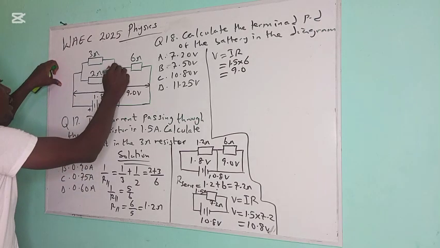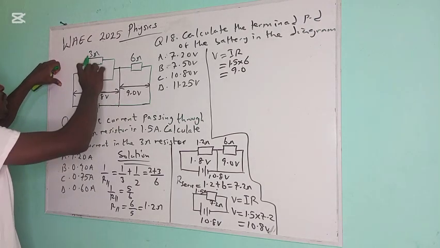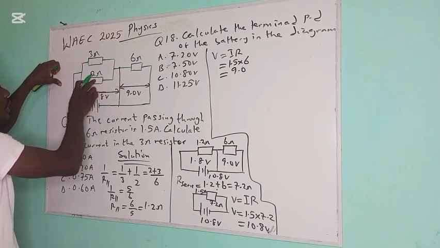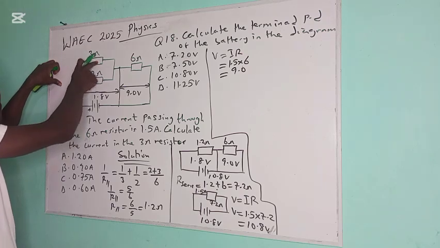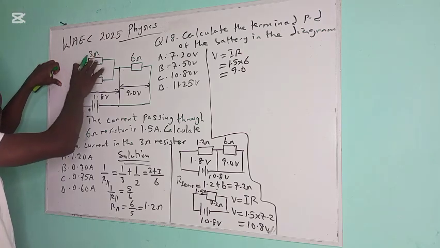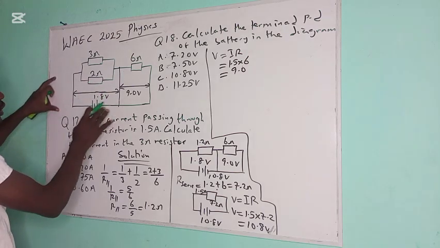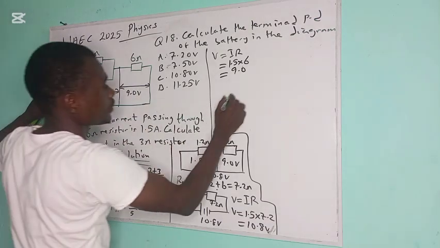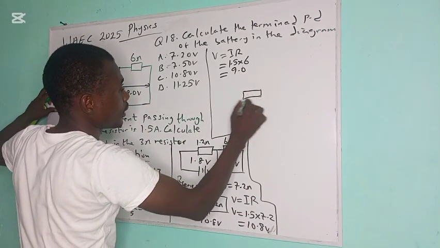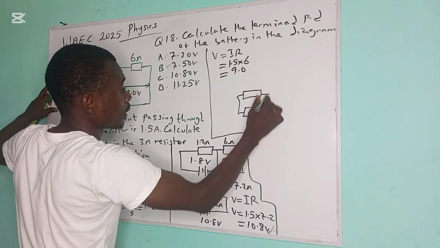In a parallel connection, for every parallel connection, the same voltage that is applied here will be the same voltage that will be applied to the other load or resistor. Do you get me? That is in parallel connection.